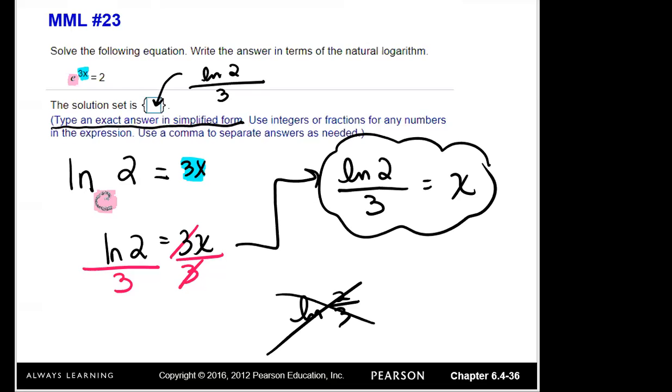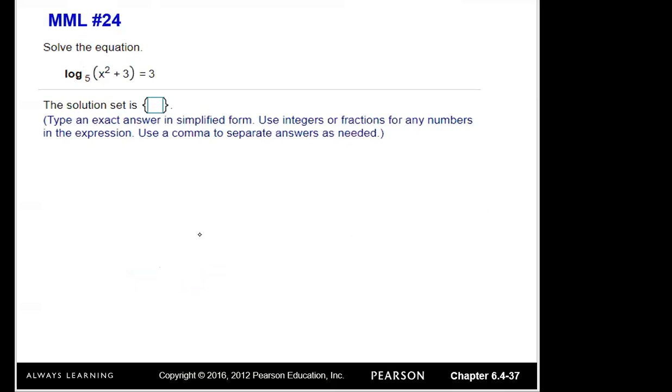My MyMathLab will let you know real quick. Do the big old error message. And the last one, solve this equation.